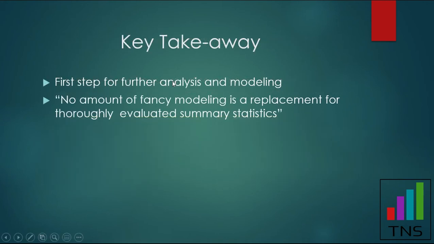So the first step for further analysis is to actually run the summary statistics and see what your data distribution looks like for that categorical variable. Our philosophy is no amount of fancy modeling is going to replace thoroughly evaluated summary statistics. For instance, if you have such a skewed distribution where one class has a very high probability and the other class or classes have very low probabilities, then your outcome variable could be biased, which could be an indication that you didn't sample larger samples.